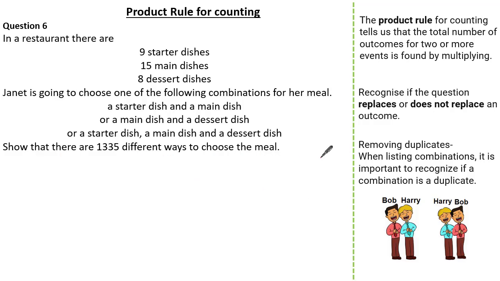Now let's look at a slightly different question. In this question it states, in a restaurant there are 9 starter dishes, 15 main dishes, 8 dessert dishes. Janet is going to choose one of the following combinations for her meal. She can have a starter dish and a main dish, or a main dish and then a dessert dish, or a starter dish, a main dish and a dessert dish. Show that there are 1,335 different ways to choose a meal. See if you can give it a go and press pause if you need.